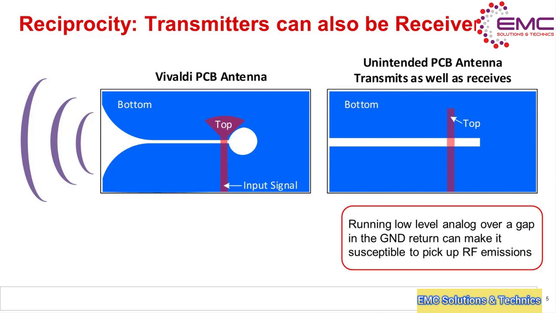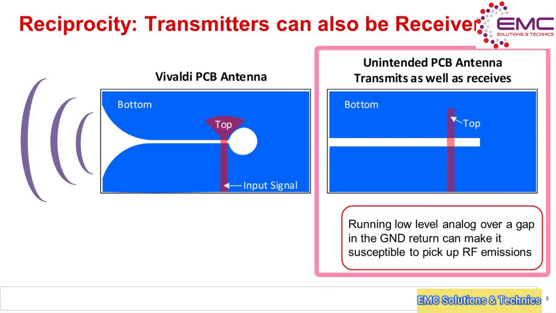Unintended emissions can happen when long PCB traces act as antennas. Also, it's important to have a continuous ground plane beneath your PC board trace. If there's a slot in the ground plane, as shown on the right, this can cause emissions.